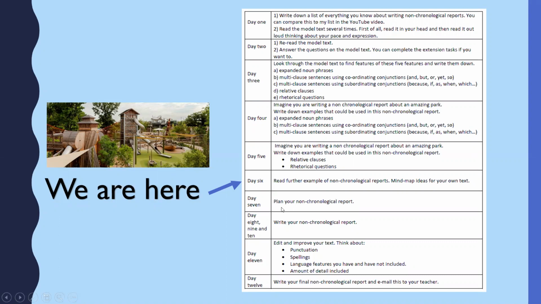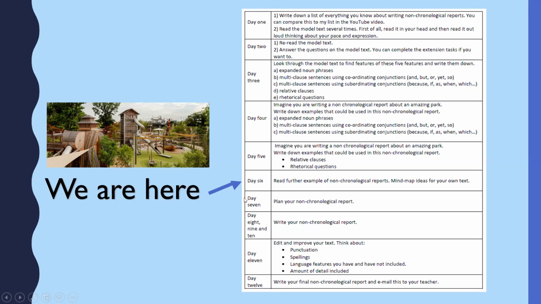And then day 7, you are planning in more detail your own non-chronological report, so that over the next 3 or 4 days you are writing your detailed non-chronological report and then editing, improving it, presenting it and sending it to your teacher. And you should have got to know the model text really well, answered questions on it, found the language features and written some examples of those language features using this picture as inspiration.